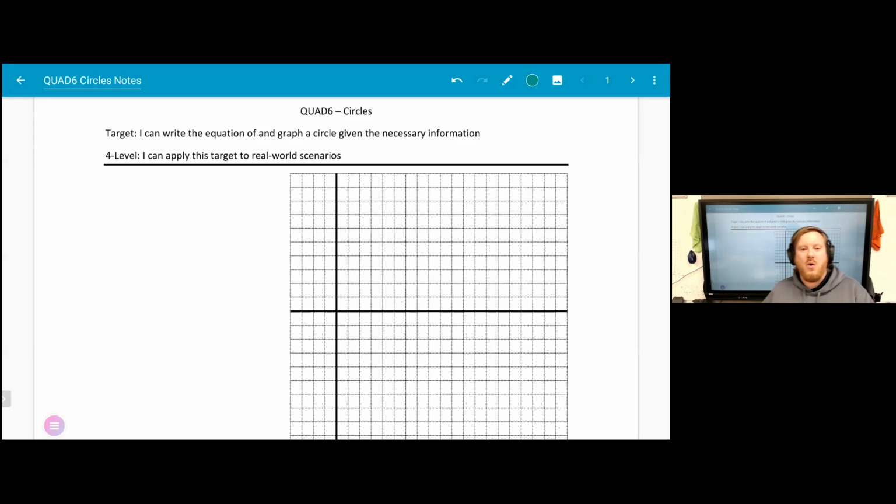All right, Algebra 2, we are on to our next target. It's in the quadratics unit. We're going to be looking at circles. Yes, you know about circles, right? We know what a circle looks like. But now what we're going to work on is a little something different. We're going to work on the equation of a circle.